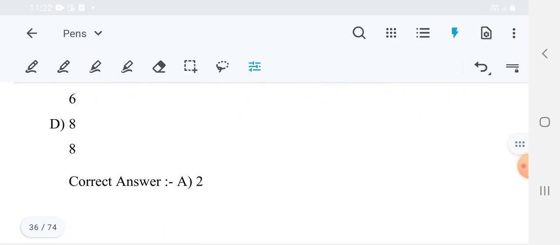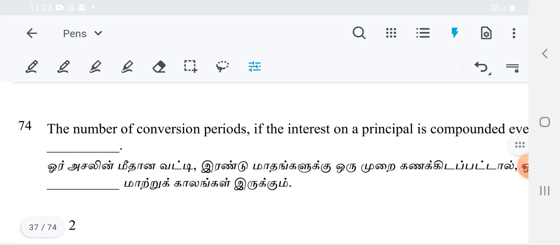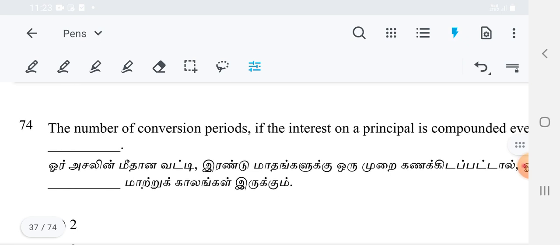Okay, come to the next question. The number of conversion periods if the interest on a principal is compounded every 2 months is? The conversion period means, we know that for a year 12 months are there. Normally we use year-wise periods. In some questions there is a 6 months period. 6 months means 2 conversion periods in 12 months.